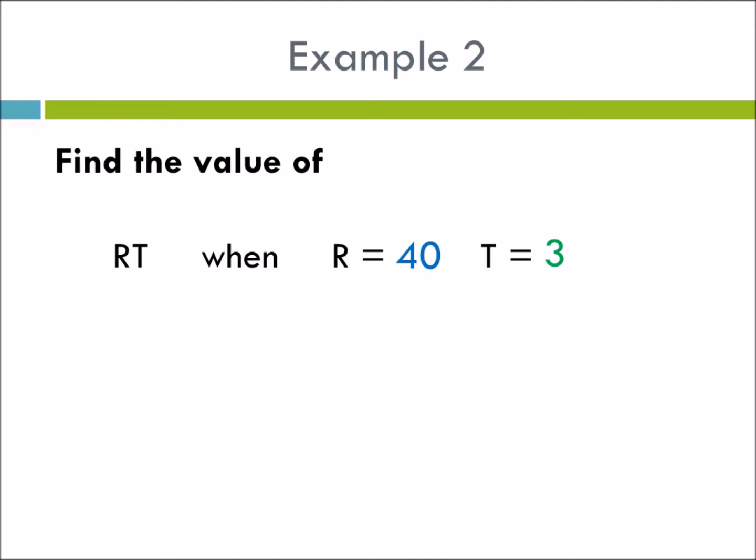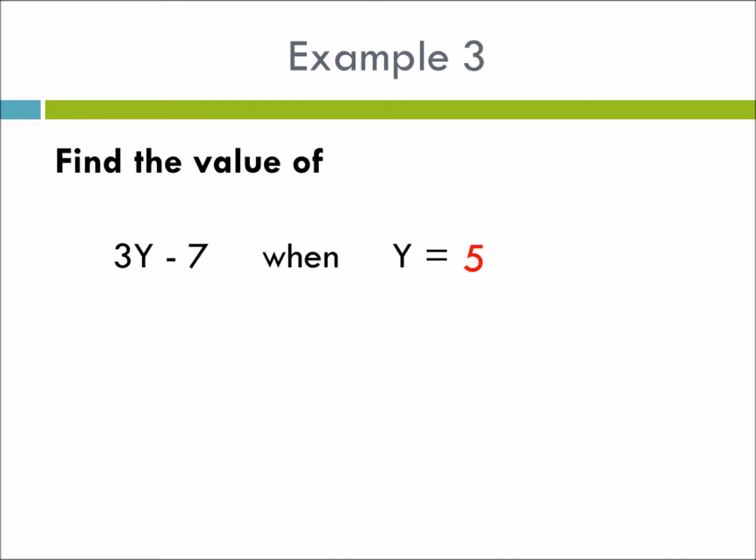So I'm going to do the structure for the R and T and put parentheses, because if you remember in algebra, when two parentheses are next to each other, the operation is multiplication. So now we're going to substitute R with the value of 40, and we're going to substitute the value of T with 3. So this becomes 40 times 3, which equals 120. Now let's look at example 3.